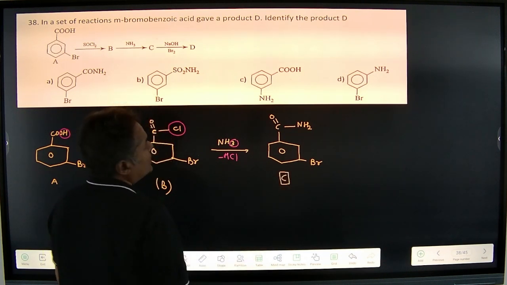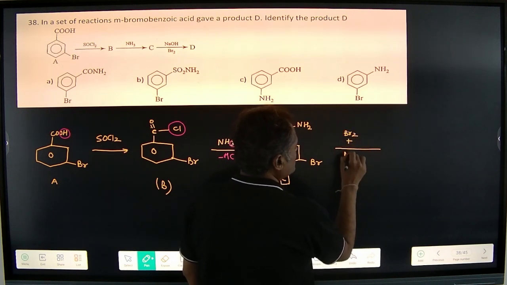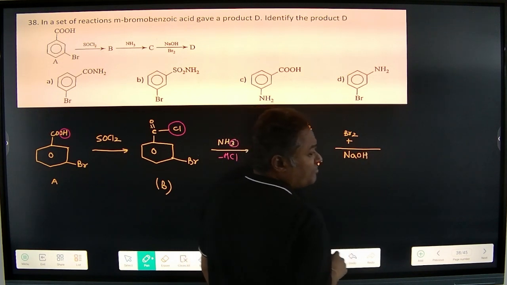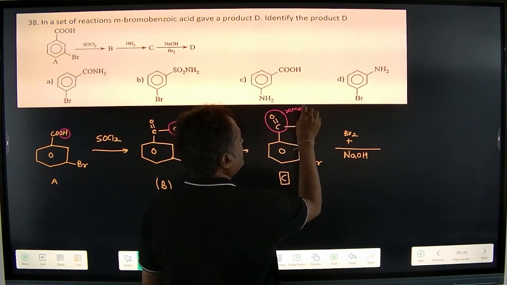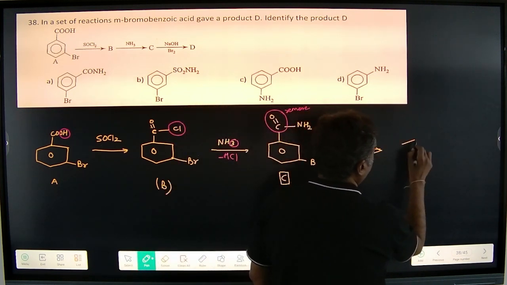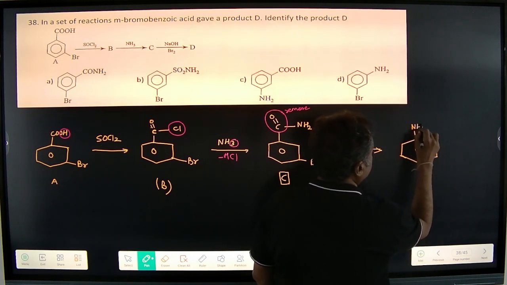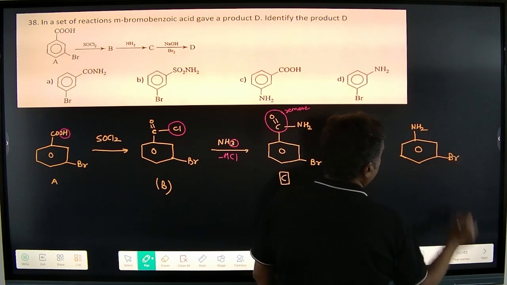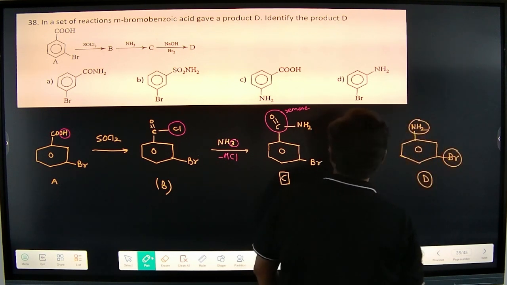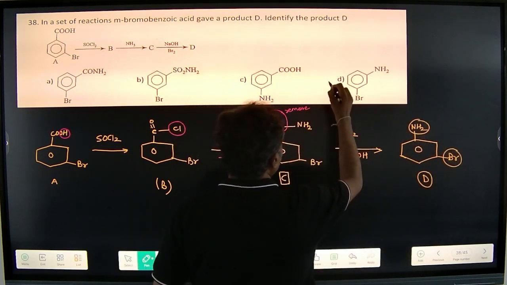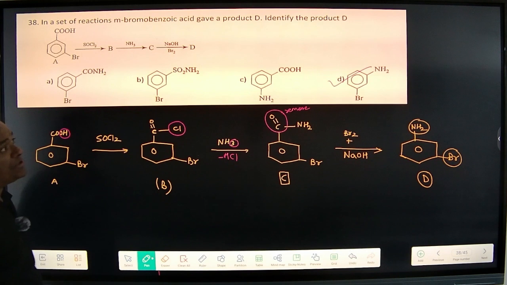Now, last step. You have got one reagent which is Br2 plus NaOH, and this is one of the very common reactions, child, called the Hofmann bromamide degradation, where your CO group gets removed, if you remember. So, the product obtained in this case would be a benzene ring. You have got over here NH2 and you have got bromine. Now, if you check this molecule properly as option D, you have got bromine and amino group at meta position. So, the correct answer as per the discussion has to be option D. I hope this is clear.